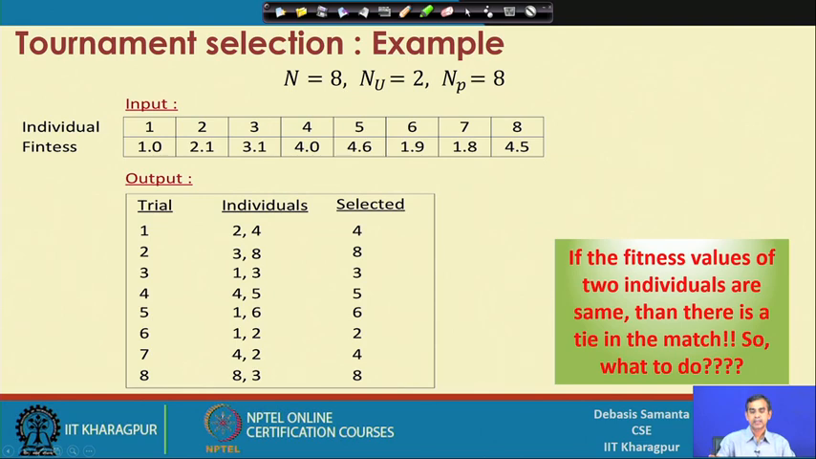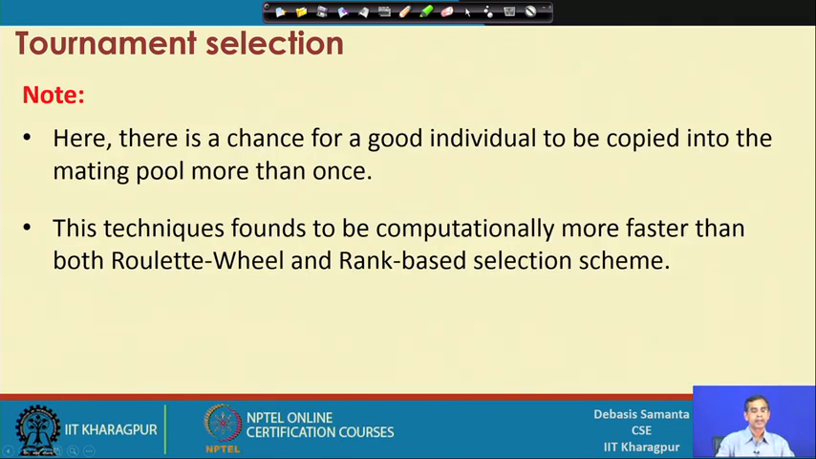Okay, so this is the tournament selection strategy, and what we have learned is that there is a chance for a good individual to be selected into the mating pool more than once, which we have already mentioned. This technique is found to be computationally faster than both roulette wheel and rank based selection schemes, and it also has many other benefits. The benefits of the different selection strategies and their limitations will be discussed at the end of today's lecture.